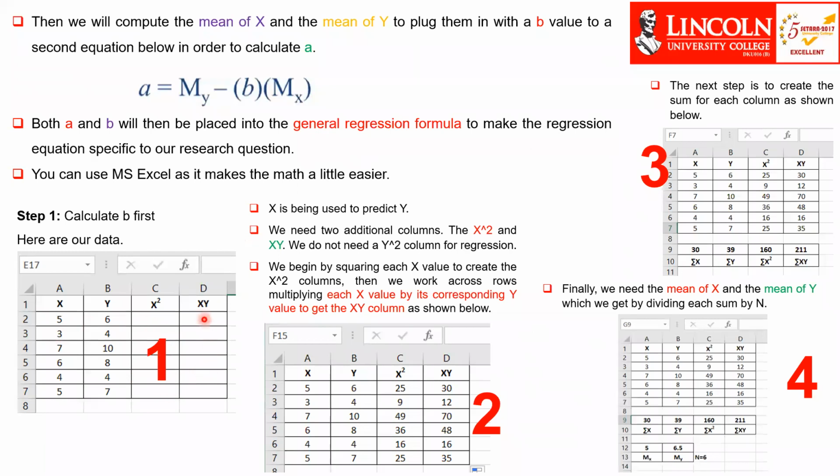Okay. Then for this particular field or column, which is XY, all you need to do is to press equality sign again, then click on this cell, then type asterisk, which is shift 8, that is multiply. So type asterisk and select this cell under Y. Then press enter. That will give you the product of 5 and 6.